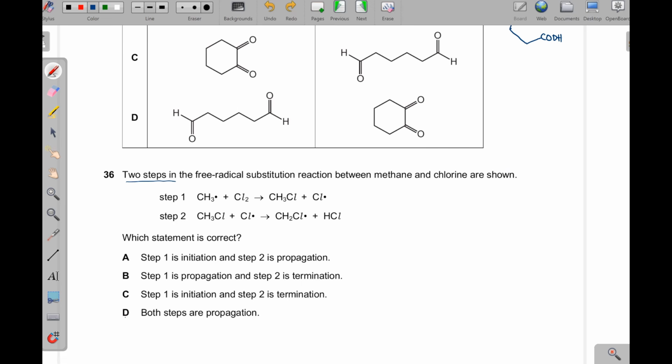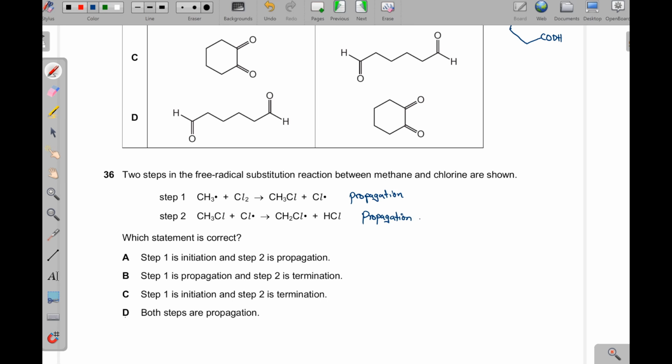Question 36. 2 steps in the free radical substitution reaction between methane and chlorine are shown. So we are seeing a radical here reacting with a molecule to produce another molecule and then a radical. This one is called propagation. Okay, propagation reaction. And then we are seeing a molecule here again reacting with a radical. Then after the radical, we get a new radical and then a new molecule. So that is also propagation. Okay, so even this one is propagation.